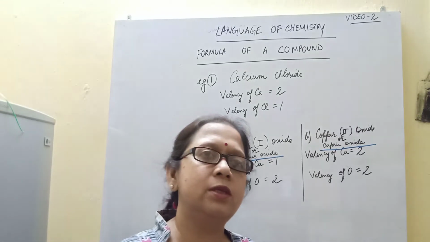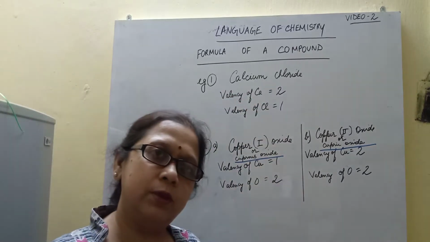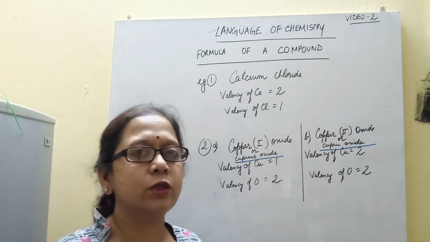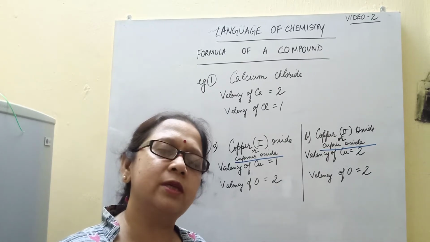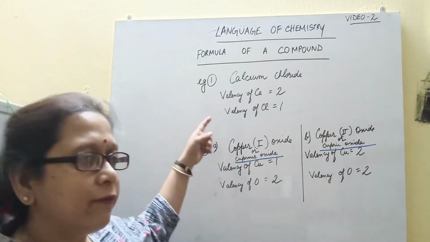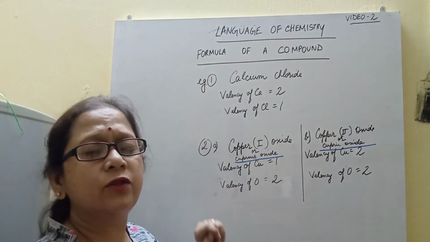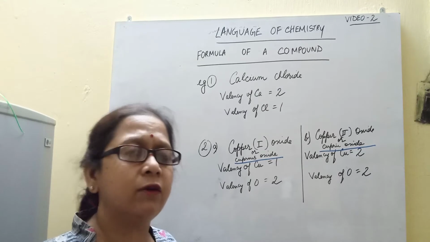Now students, we have arrived at the formula of a compound. So what is a compound? I told you it is a pure substance in which there are two or more elements in a fixed proportion by mass. So it has more than one element. So how to write its formula? To write the formula, we need to know the valency of the elements.